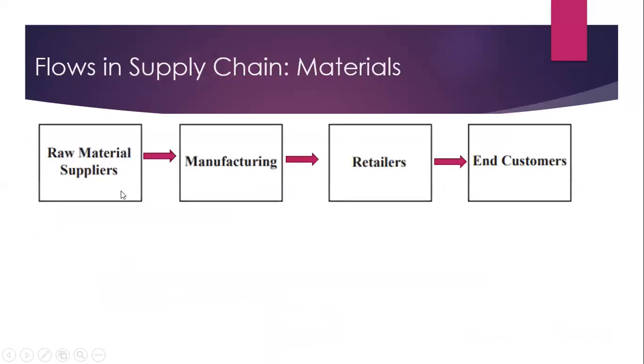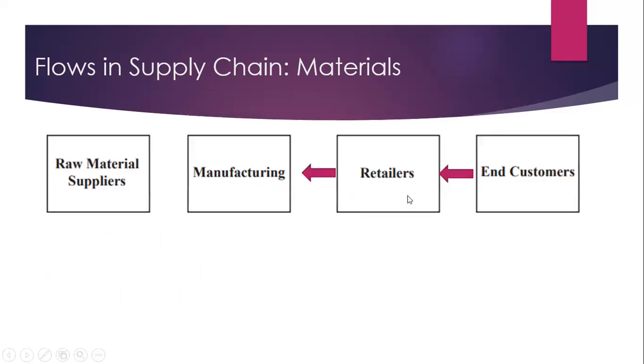So this is the supply chain, and this is the flow of material. So material flows from supplier to manufacturer to retailers and finally to consumers or customers. Sometimes when there is recyclable value of the product or the product is defective, it may move in reverse direction from customer to retailer and to manufacturer.